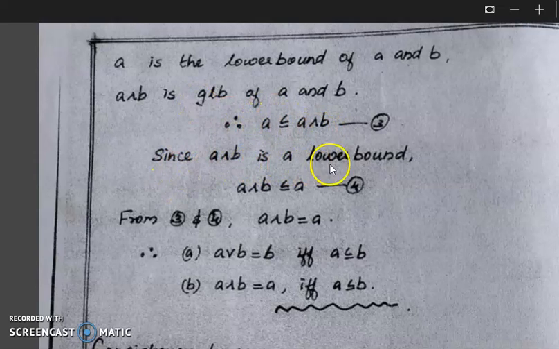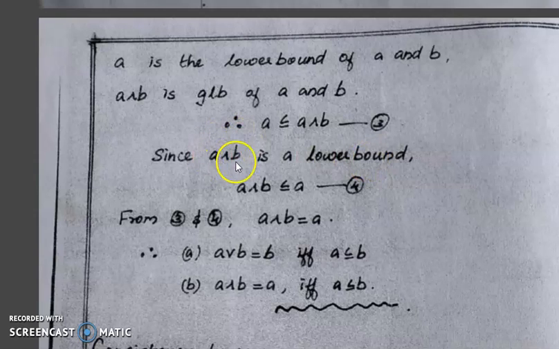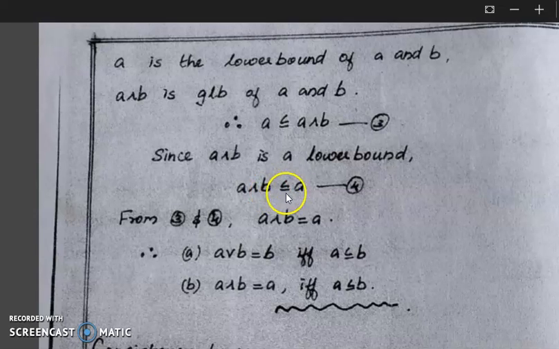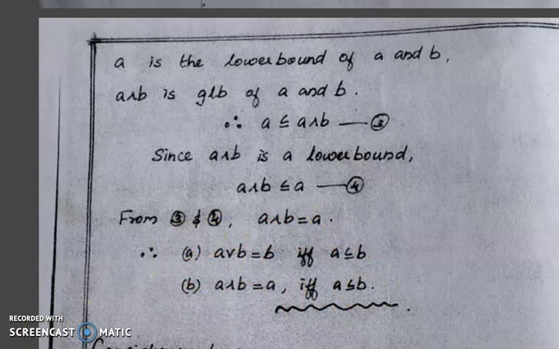Then since A and B is the lower bound, we know A and B stands for lower bound. That means A and B is lesser. A and B is less than or equal to A. Therefore from 3 and 4, A and B is equal to A. Hence we have proved both the cases, that is the consistency law.